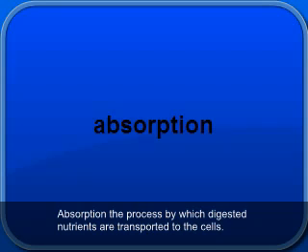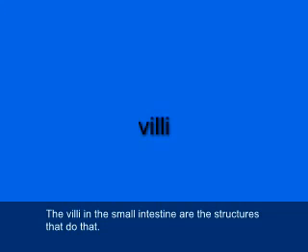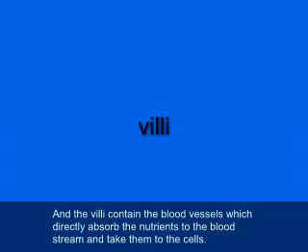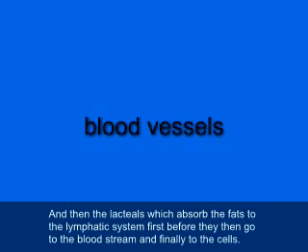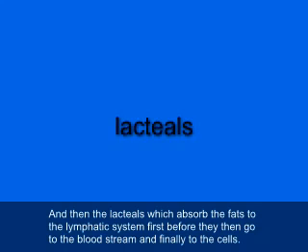So absorption, the process by which digested nutrients are transported to the cells. The villi in the small intestine are the structures that do that, and the villi contain the blood vessels, which directly absorb the nutrients to the bloodstream, take them to the cells, and then the lacteals, which absorb the fats to the lymphatic system first before they then go to the bloodstream, and finally the cells. Okay, so there we've got to the absorption process.